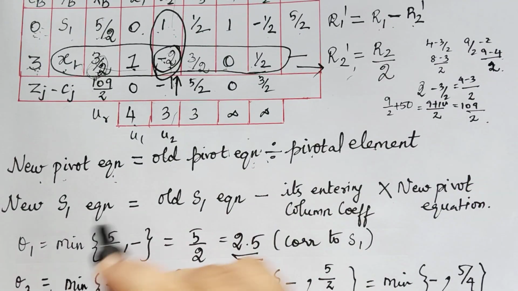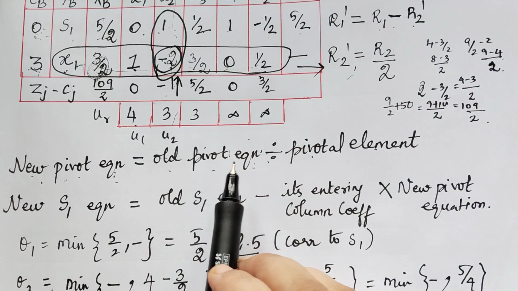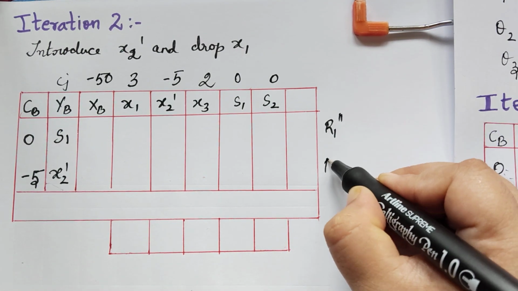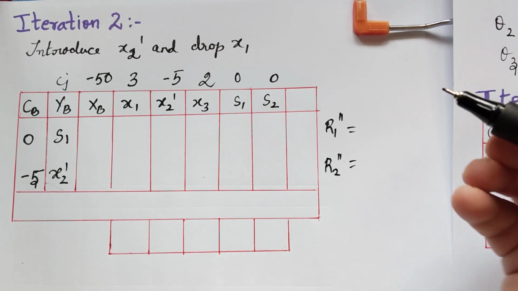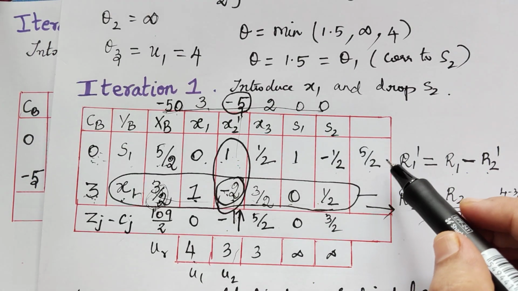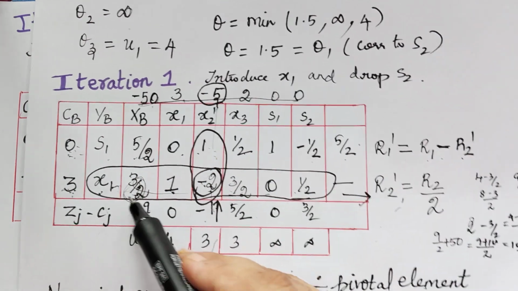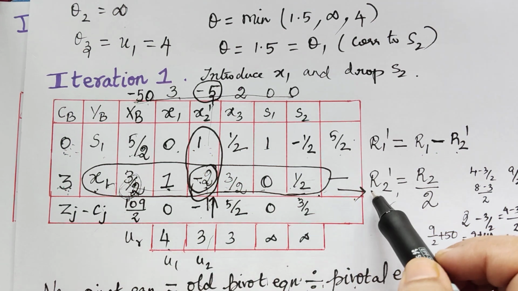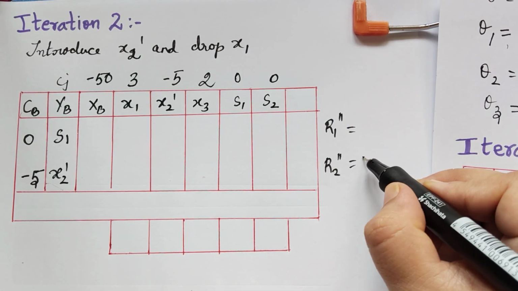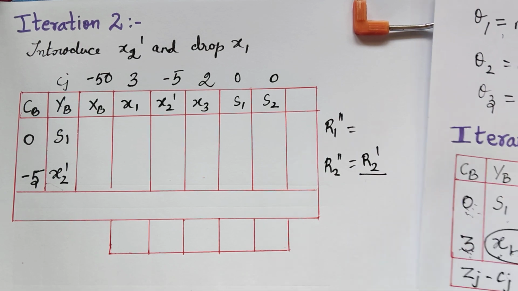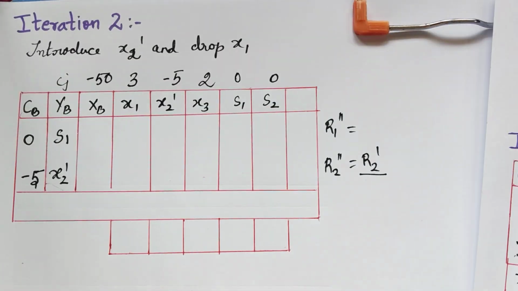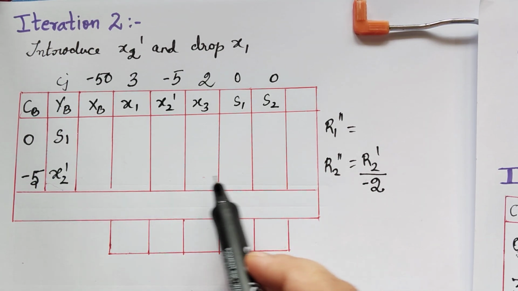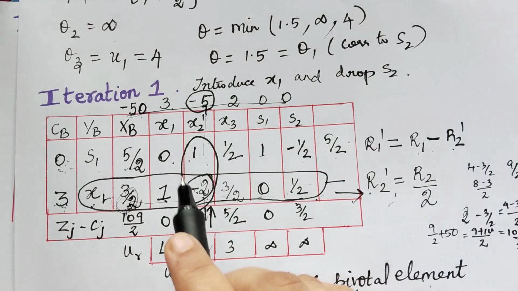So what is the method? We know that the new pivot equation is equal to the old pivot equation divided by the pivotal element. So suppose this one is r1 double dash and this is r2 double dash, the new pivotal equations. And here we have the old pivotal equations r1 dash and r2 dash. The pivotal equation is r2 dash actually. So the new pivotal equation is our old pivotal equation divided by the pivotal element. The pivotal element is minus 2, so this one is divided by minus 2. So we have to find this by dividing these elements by minus 2.